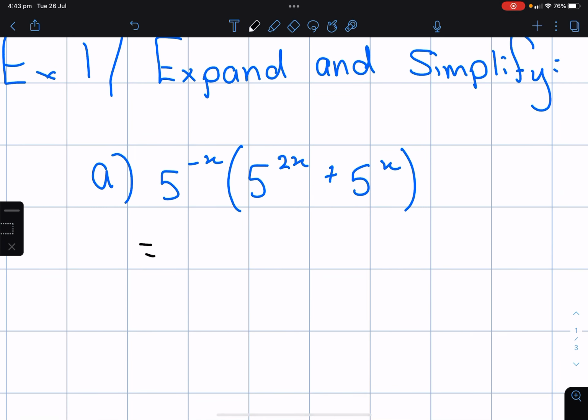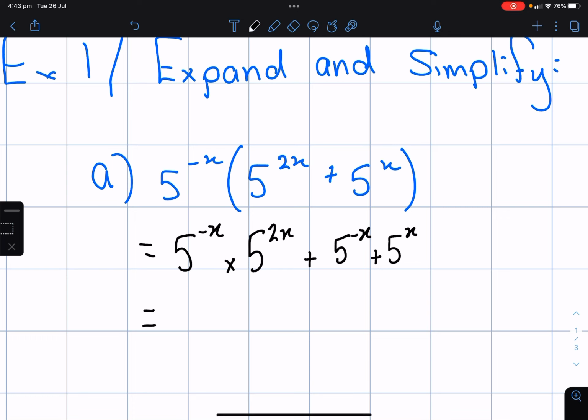So we've got 5 to the power of negative x times by 5 to the power of 2x plus 5 to the power of negative x times 5 to the power of x. All right, now that we've got to this point, we've got a bunch of indices with the same base, so we can actually use our index laws. So here we've got times, so the plus we can't do anything with. That should be a times, not a plus. Otherwise, we'd be in a bit of trouble.